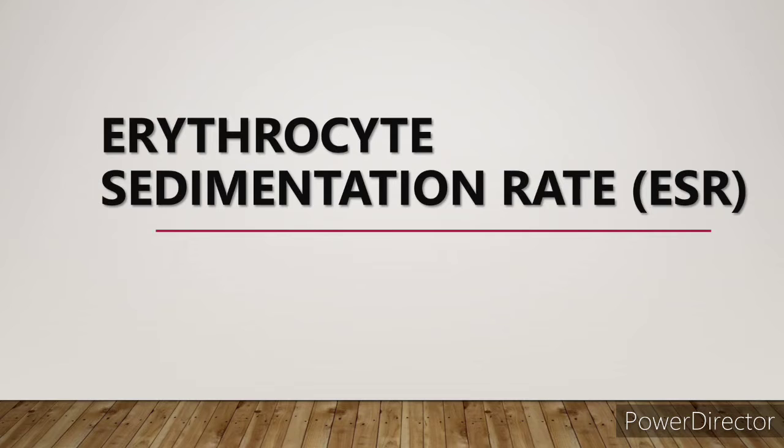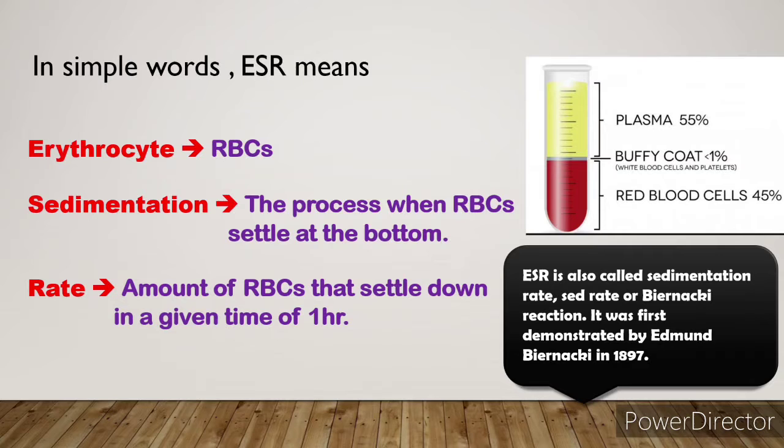Starting with erythrocyte sedimentation rate, that is ESR. In simple words, ESR means: erythrocyte means RBC. Sedimentation means the process when RBCs settle at the bottom. And rate means the amount of RBCs that settle down in a given time of 1 hour. ESR is also called sedimentation rate, SED rate, or Bernanke reaction, since it was first demonstrated by Edmund Bernanke in 1897.